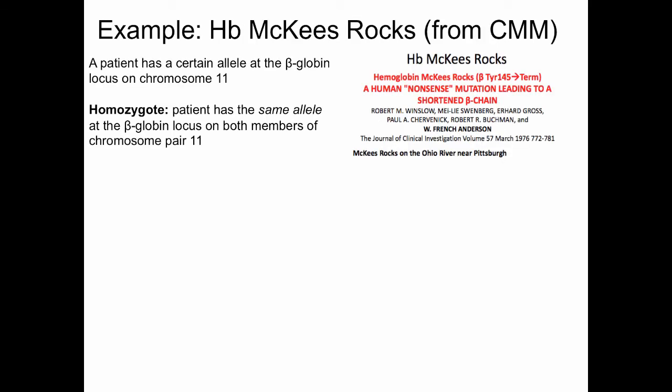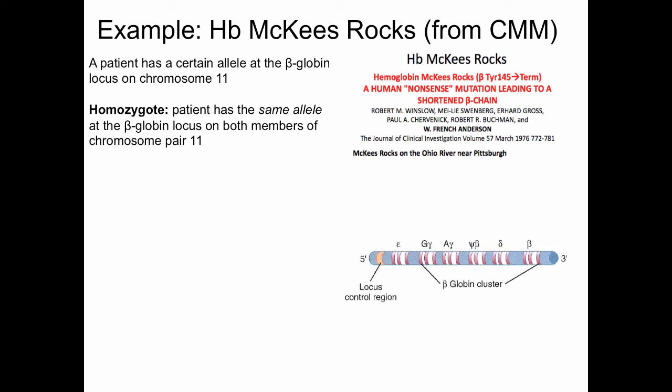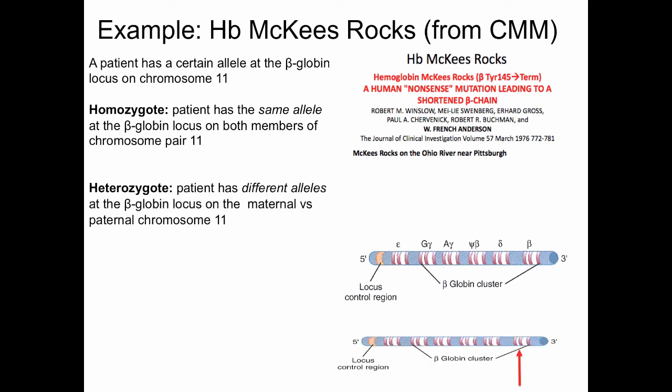This is just an example. I think you may have talked about this in your studies of biochemistry, but patients have different alleles at the beta globin gene locus on chromosome 11. A homozygous patient would have the same allele at the beta globin locus on both members of chromosome pair 11, whereas if the person was heterozygous, the patient would have different alleles at the beta globin locus on the maternal versus the paternal chromosome. The alleles present at a given locus would be the patient's genotype.